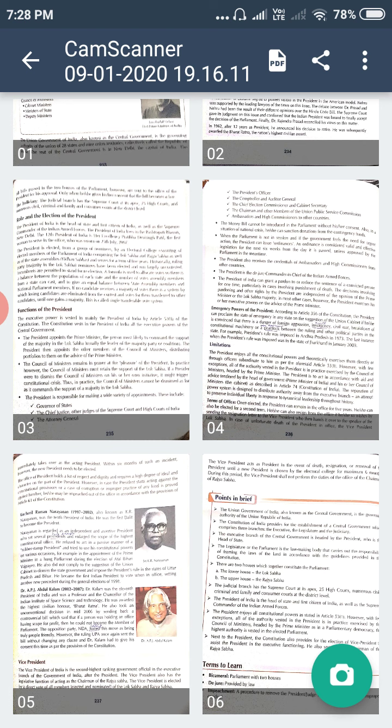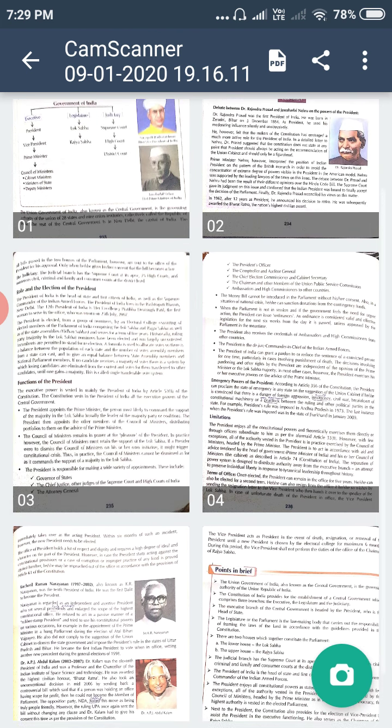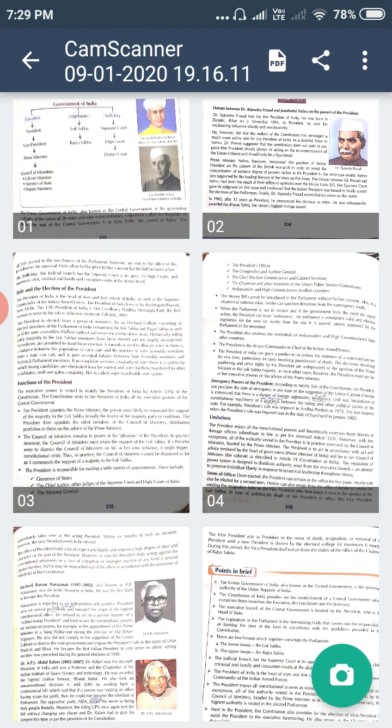The next function of president is that a money bill cannot be introduced in the parliament without his or her consent. If the president approves the bill, then only it can become a law.